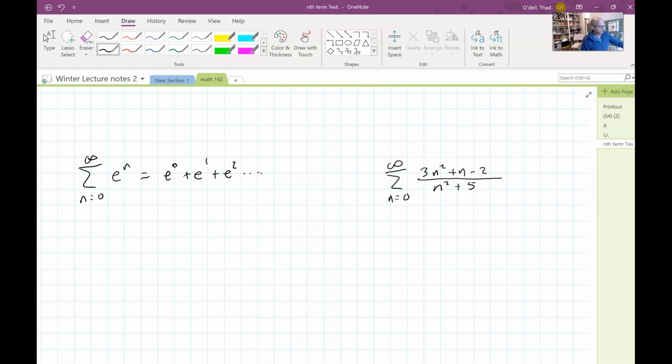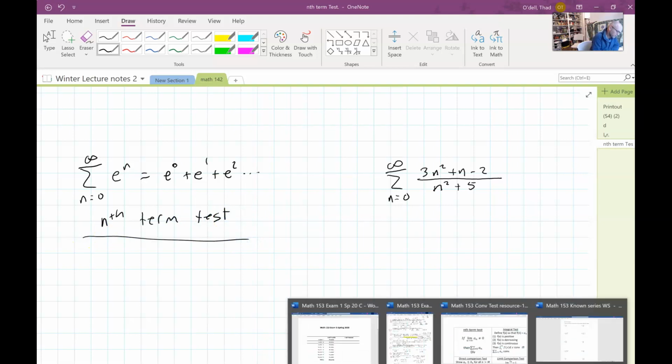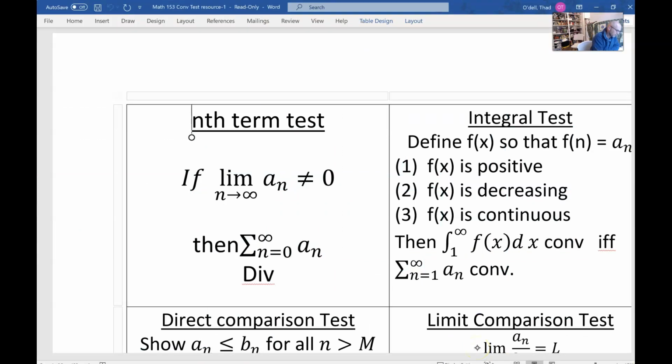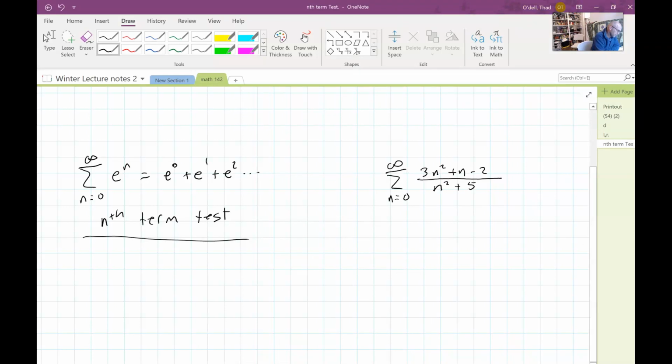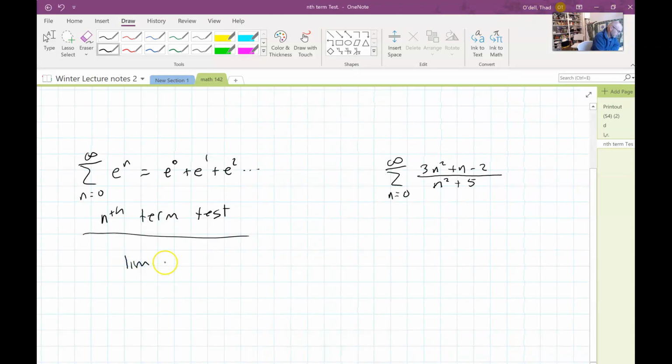When you're writing these things up, you always want to state which test you're using. So I'm just going to put up here nth term test, because that's what I'm going to use. Now that I'm using the nth term test, I take a quick glance back at this, and it says to look at the limit of the sequence. So I say, I'm going to take the limit of a sub n, which in this case is e to the n, as n approaches infinity.